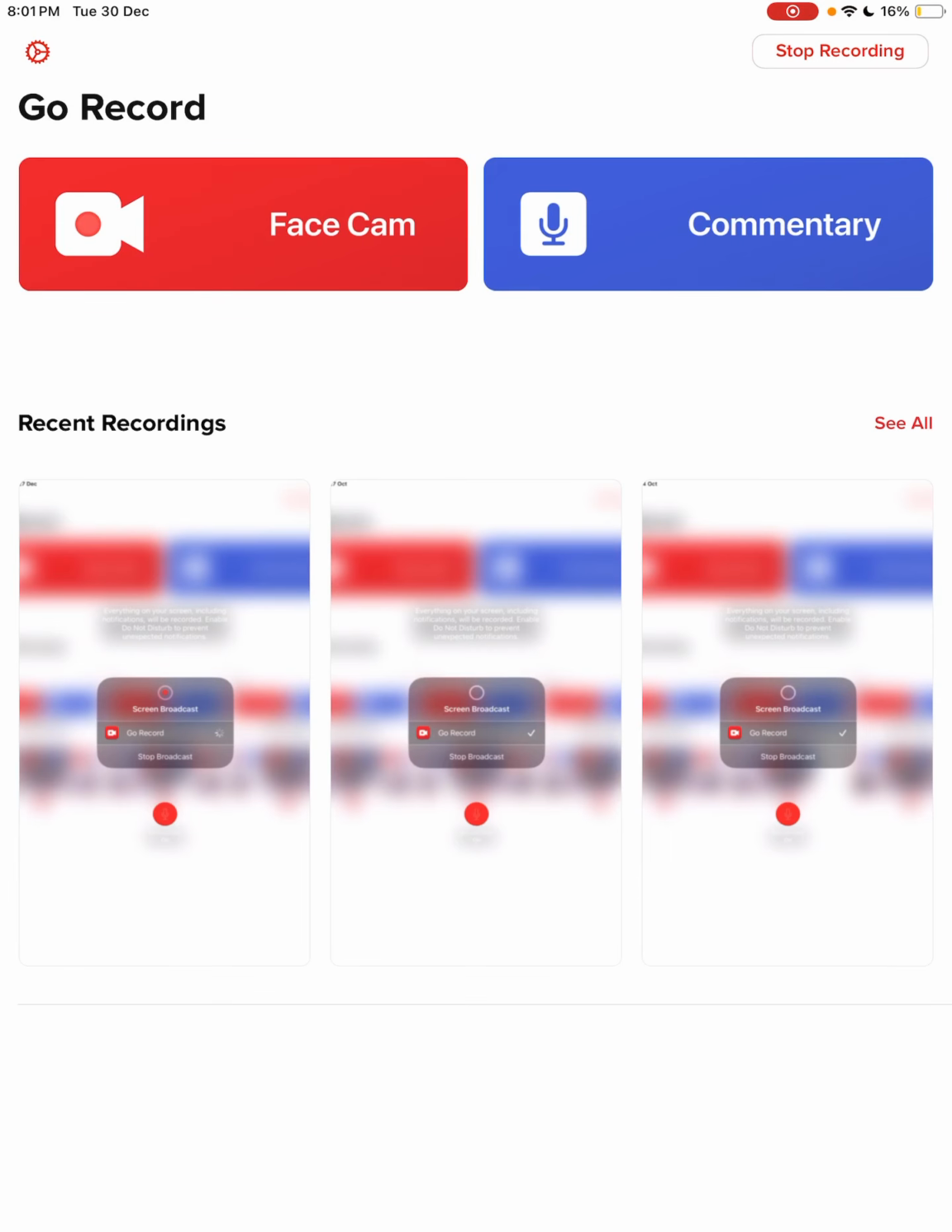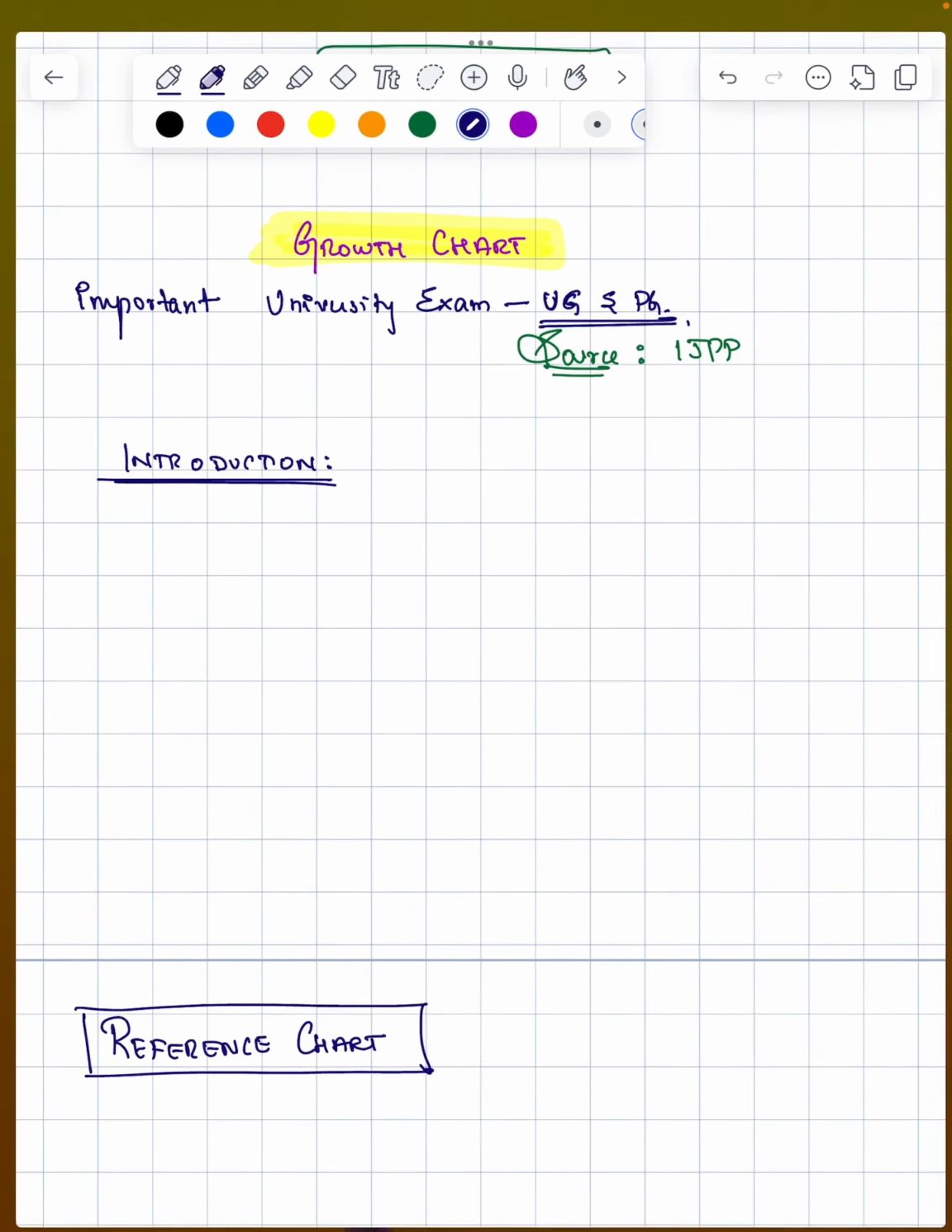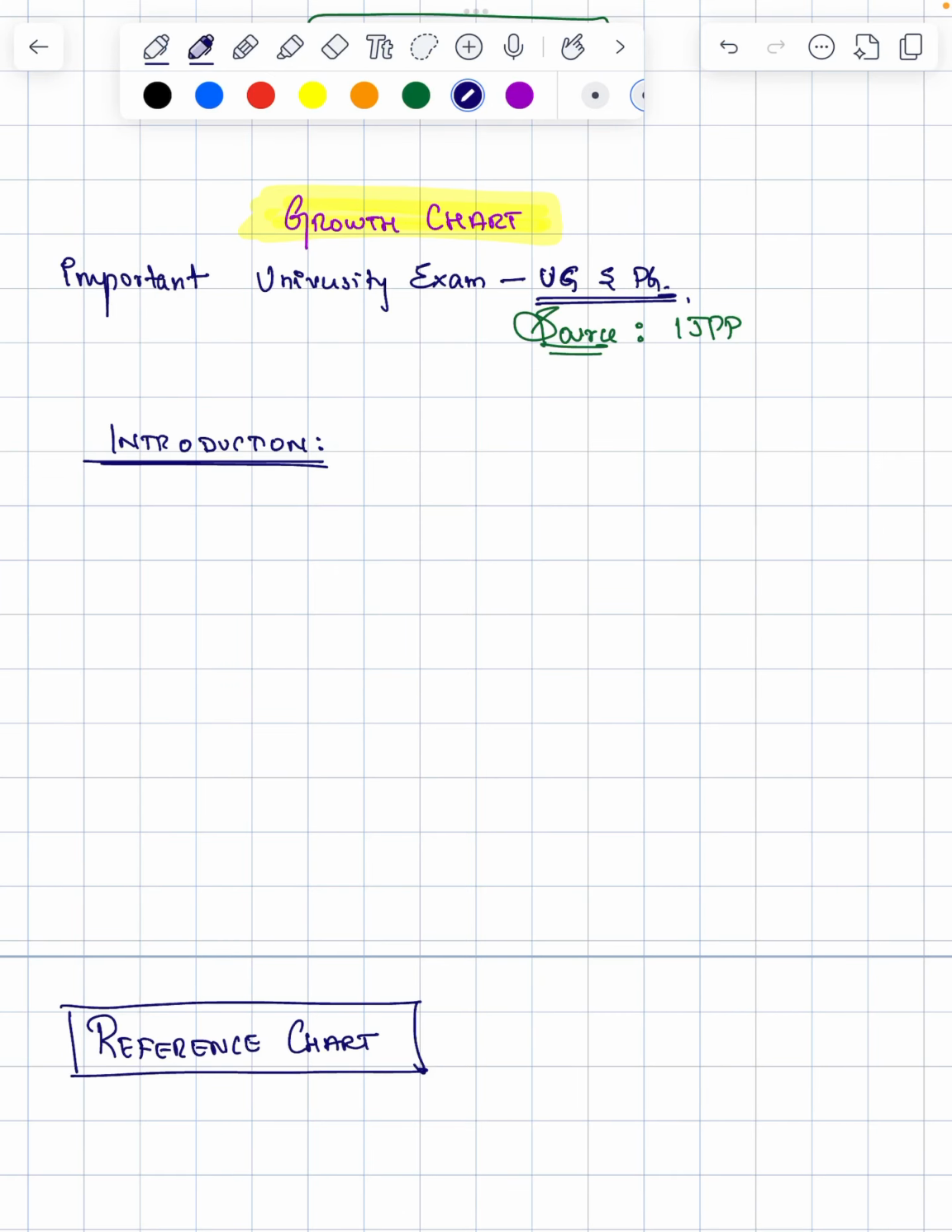Hello everyone. Today let's make a video on a very important topic, that is our growth chart, both for your clinical purpose and also for your theory exam. It is a very important university exam, both for your undergraduate and also for postgraduate exam. So I've taken this topic based on your IJPP article 2025, that is your new IJPP article, right?